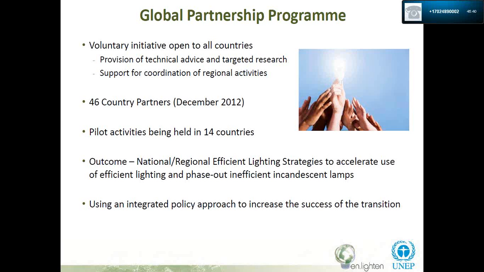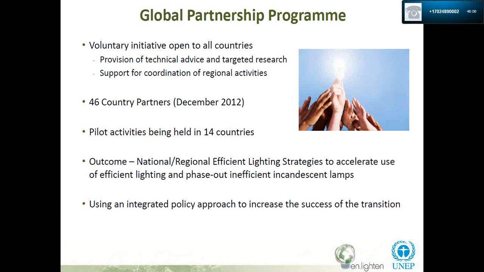It's open to all developing and emerging economies, and whereby they receive technical advice and support, as well as the development of targeted research studies, etc., to assist them to develop what we call national or regional efficient lighting strategies that would accelerate the use of efficient lighting and phase out inefficient incandescent lamps.